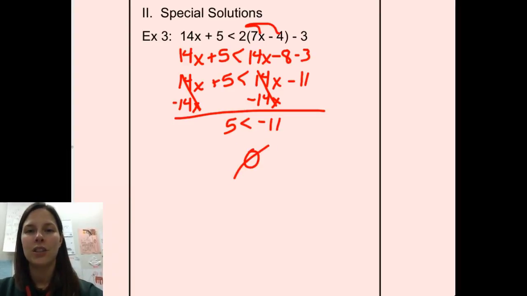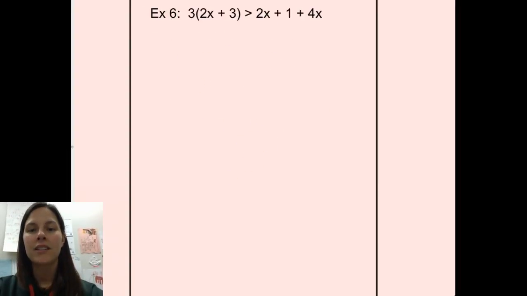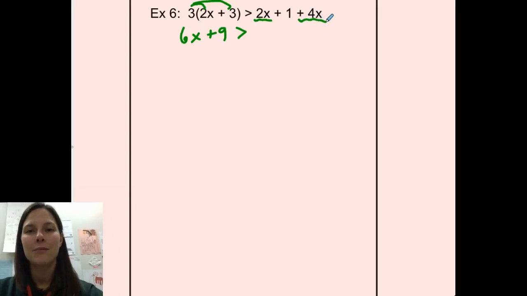has no solution. Our next inequality will simplify on the left by using distributive property. That gives us 6x plus 9 is greater than. On the right-hand side, we have like terms. Notice they're on the same side of the inequality. We're not going to try and cancel them. We're just going to combine them. 2x plus 4x gives me a total of 6x.